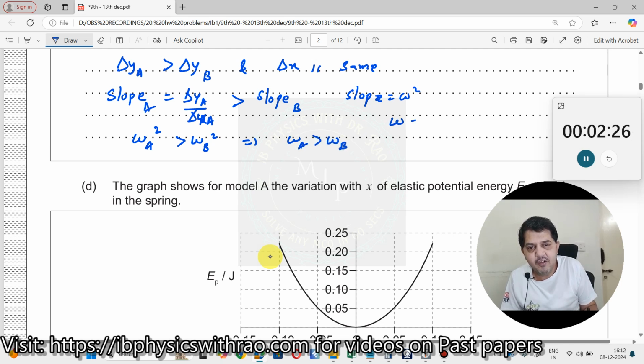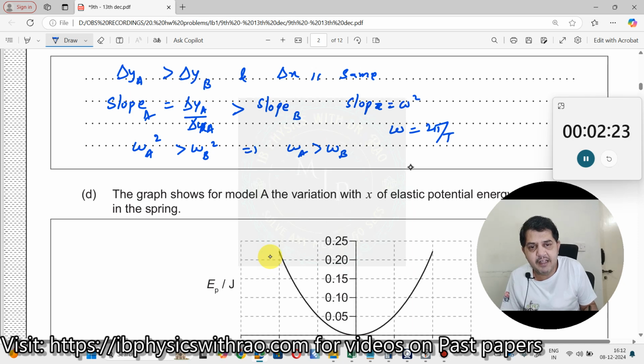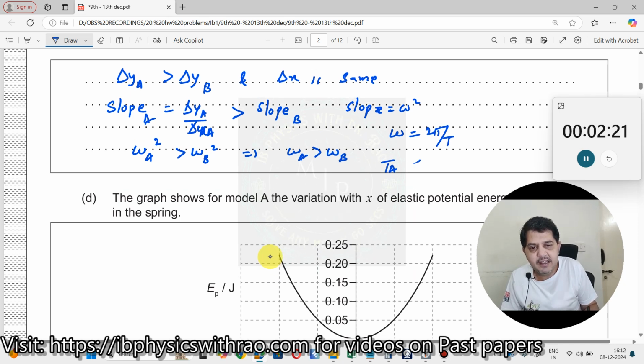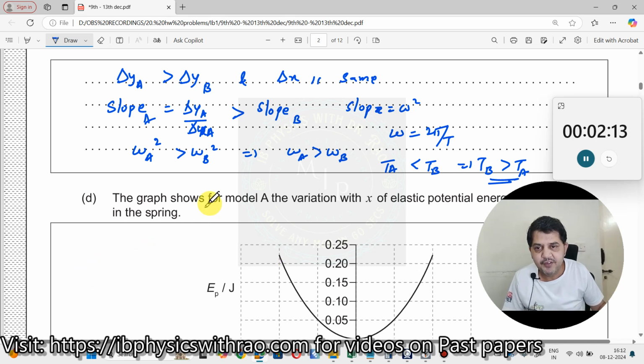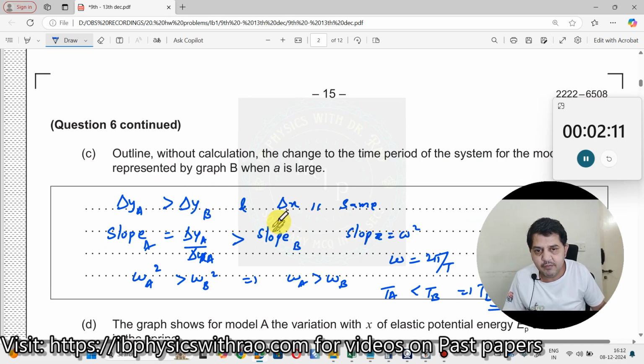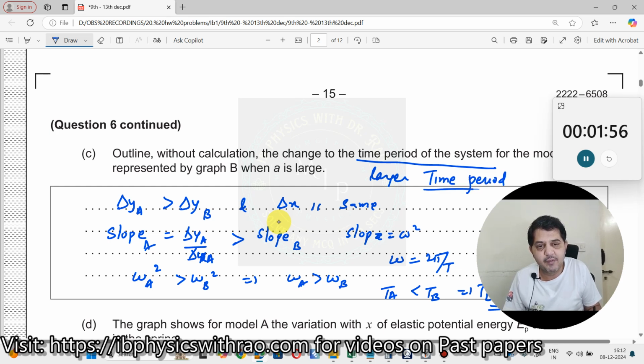But since omega is equal to 2 pi divided by T, I can now say Ta is less than Tb. In other words, because we are happy only with greater than symbols, Tb is greater than Ta. What is he asking? Change to the time period of the system, which means the second spring shown in graph B shows a larger time period. This is what we can say about it.